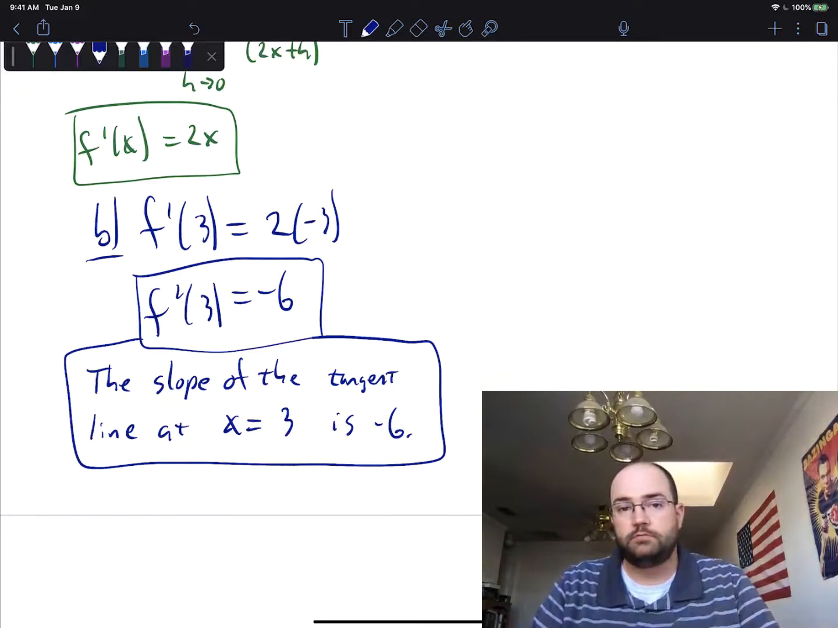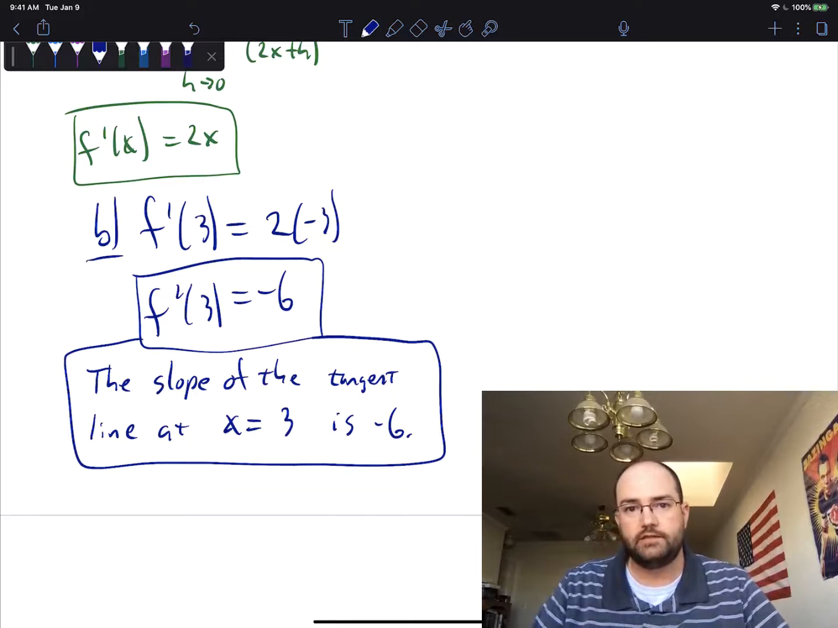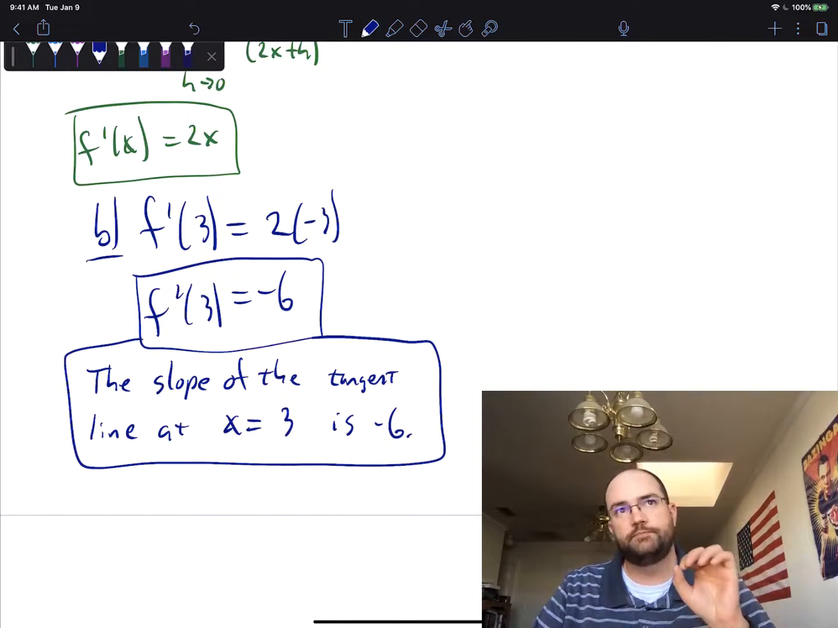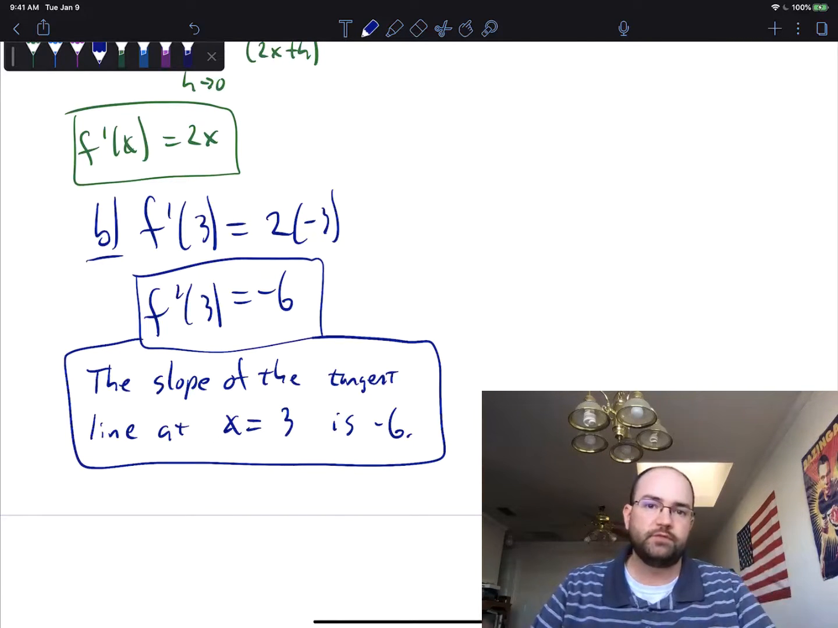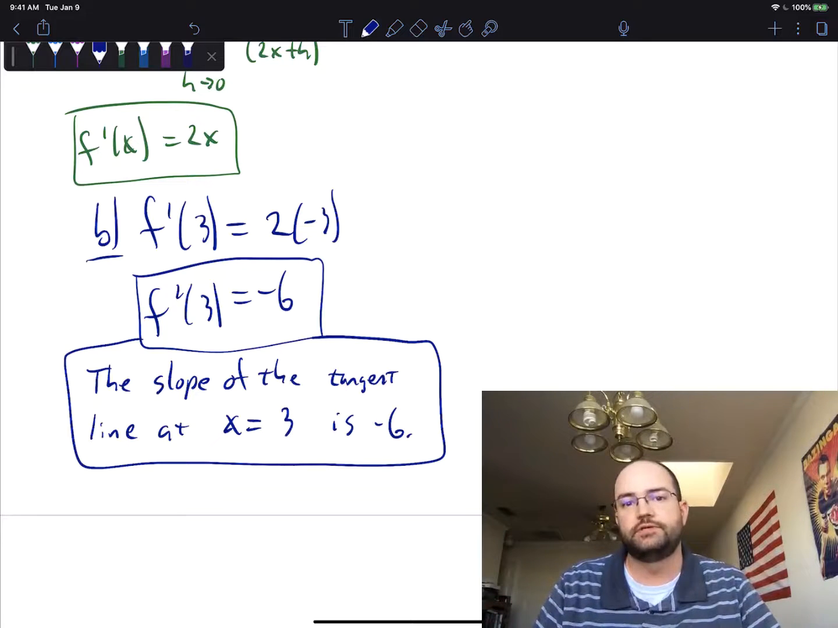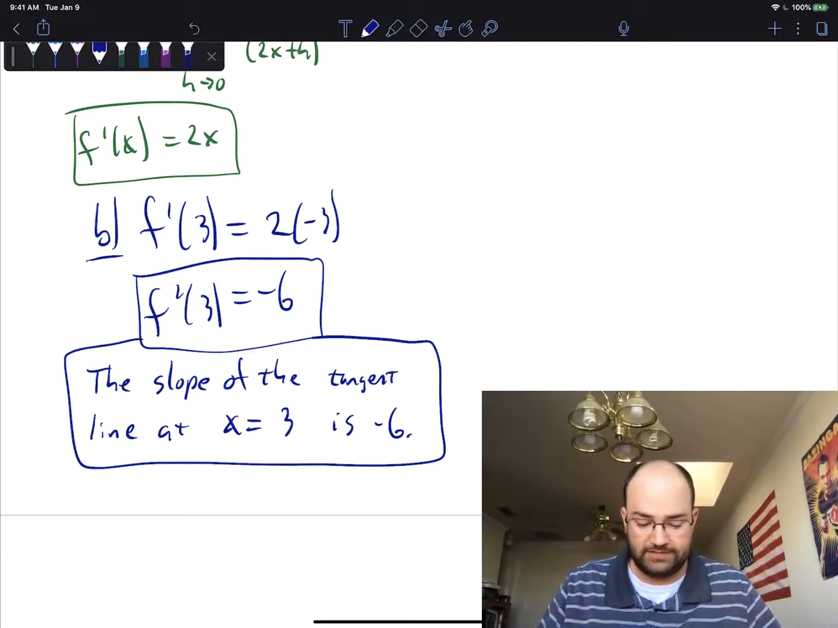And that's all a derivative tells us. It tells us the slope of a tangent line at any point on the curve. And then if you want to find a particular point on the curve, just replace the x with whatever that x value is. And that really is it.